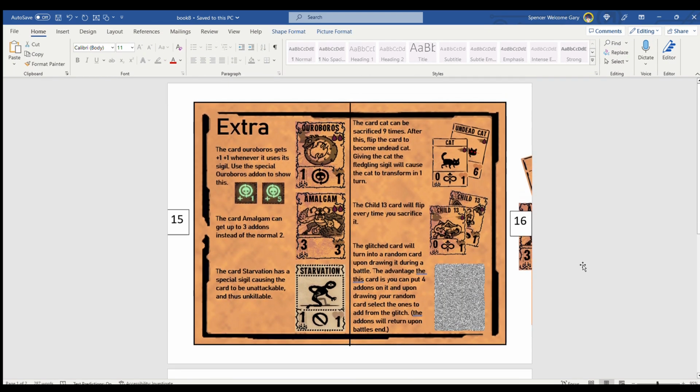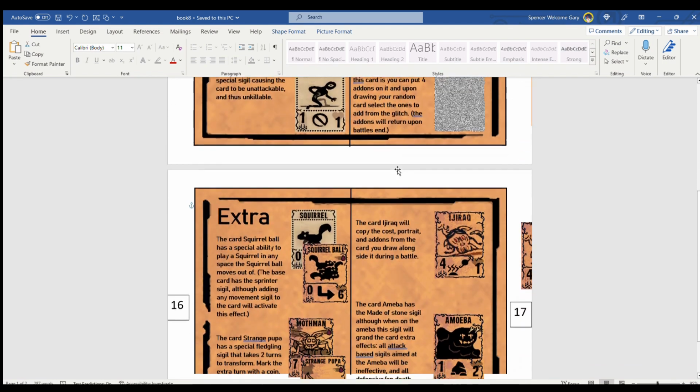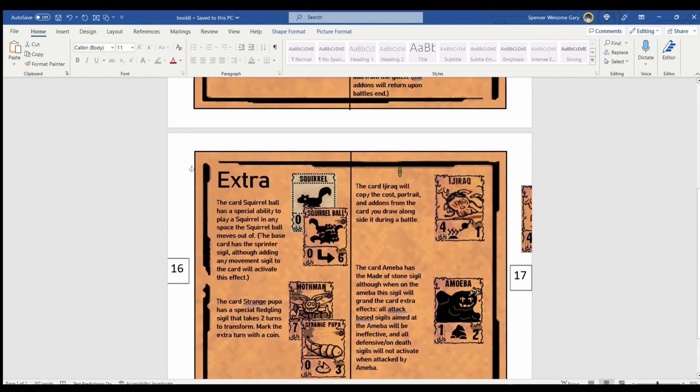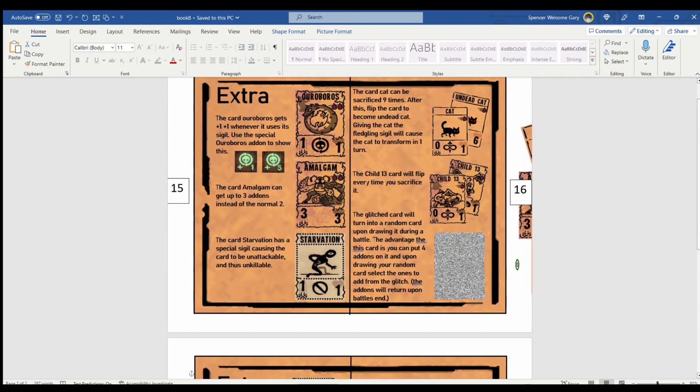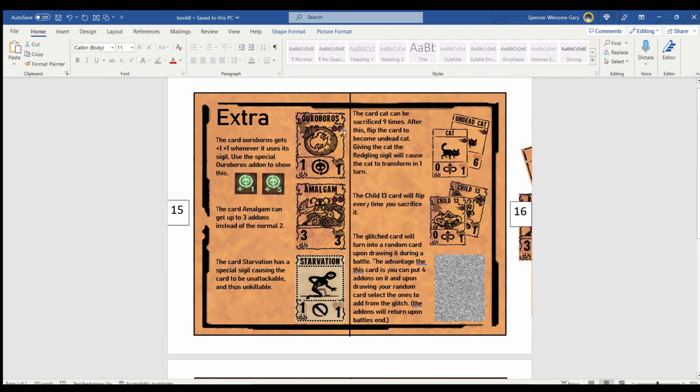Alrighty, and now finally we'll go over the extra section, which is the pages before the final page, which is just the back. These are basically just special instructions for specific cards. Pretty much all of them are rare cards, except for Starvation and Glitch. We'll start with the Ouroboros, which gets a +1/+1 whenever it uses its sigil, +1 to health, +1 to damage.